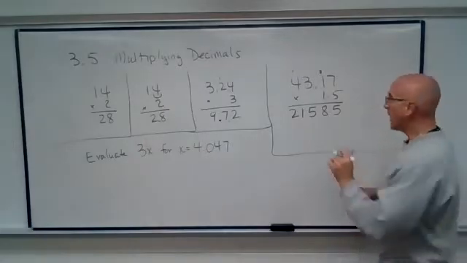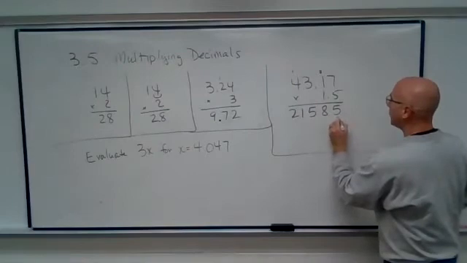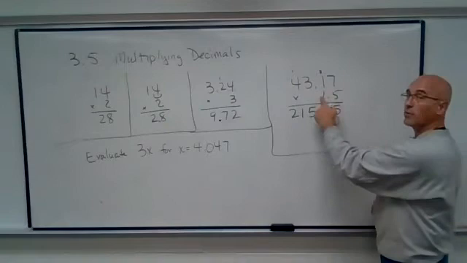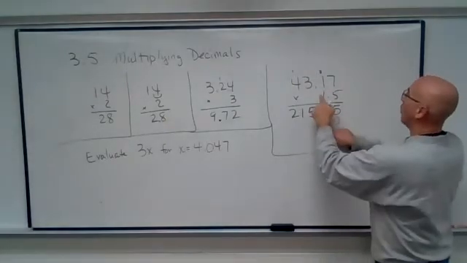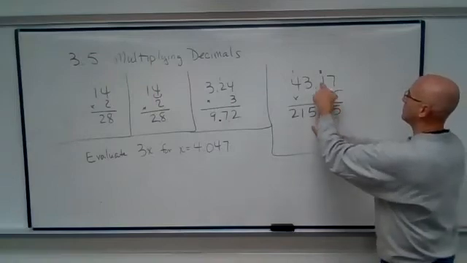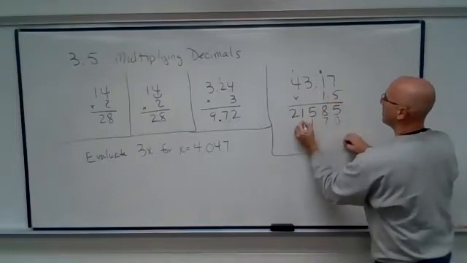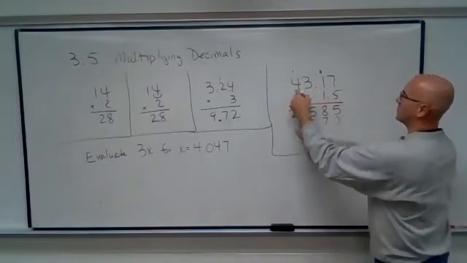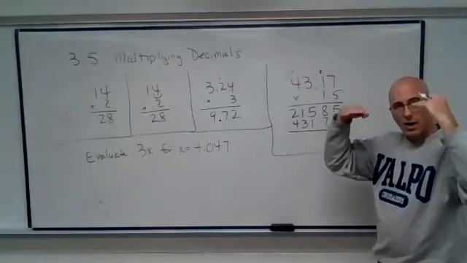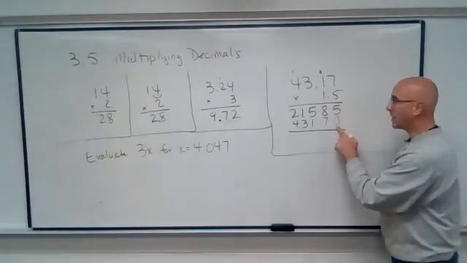Now remember, when we have multiple digits on the bottom, we have to put our placeholder 0. We're already done with the 5. Now we've moved on to the 1. 1 times 7 is 7. 1 times 1 is 1. 1 times 3 is 3. 1 times 4 is 4. Now we can do our adding. Good thing we put that placeholder there so we know exactly how things line up.